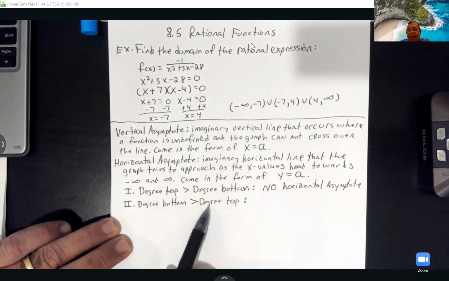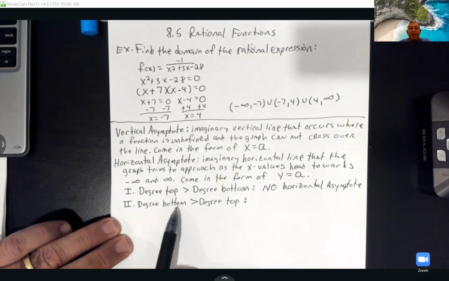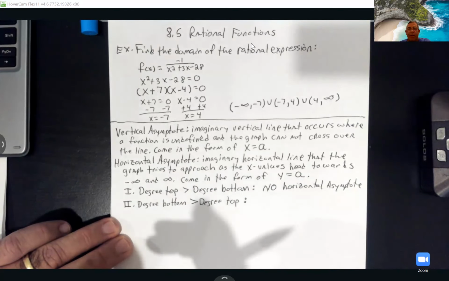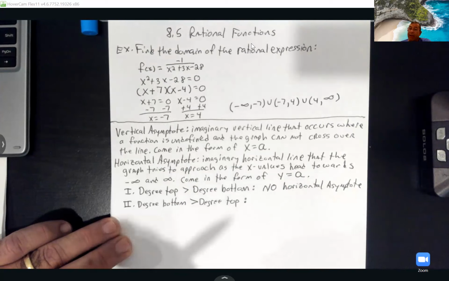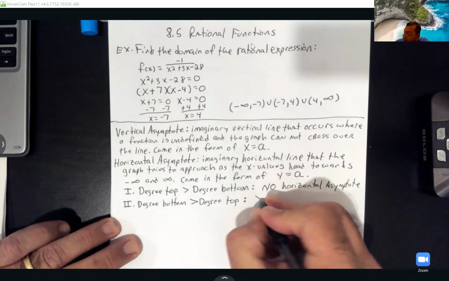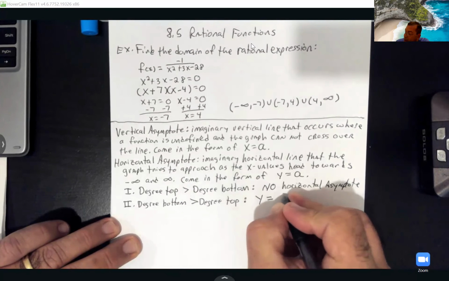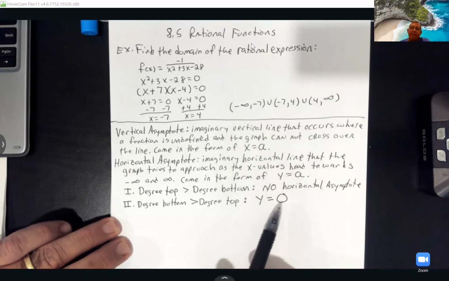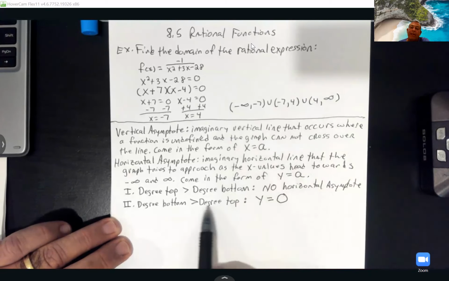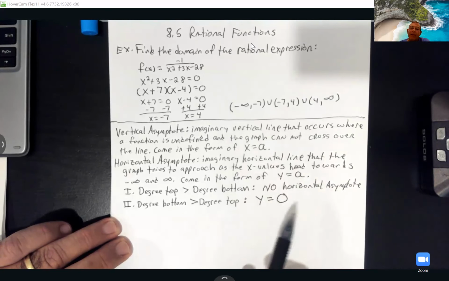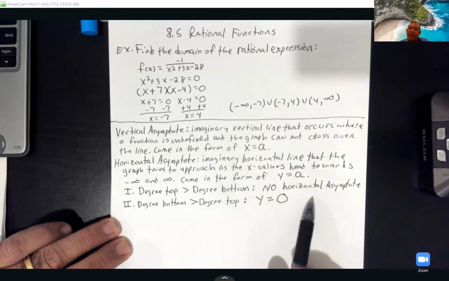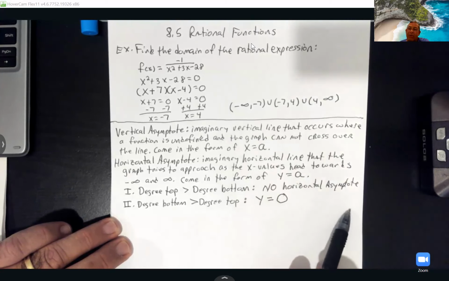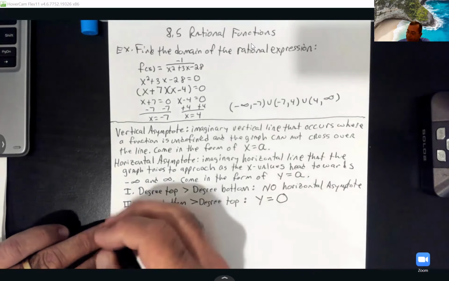So when this happens, the bottom is getting so much bigger compared to the top as you go out towards infinity. So these graphs will always try to approach 0 on the y-axis. So pretty much y equals 0, which is the x-axis. As you get out towards infinity, they're going to try to get closer to that x-axis.